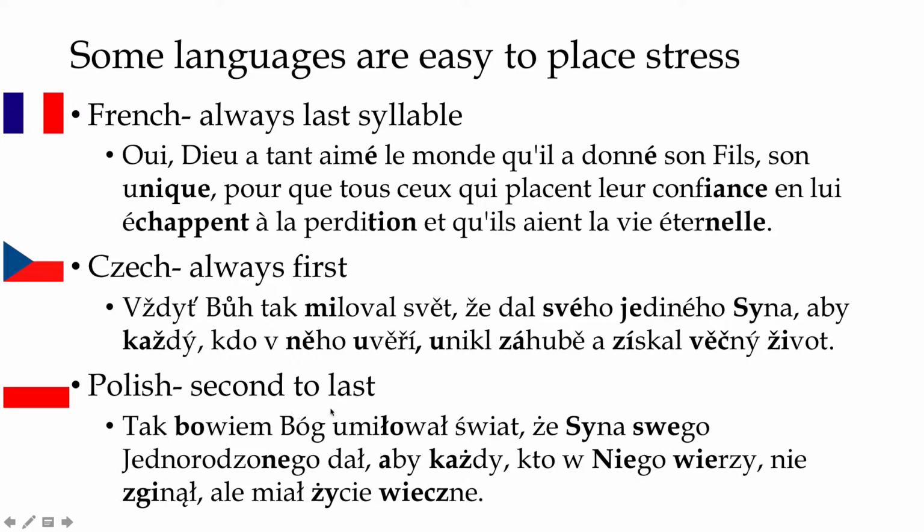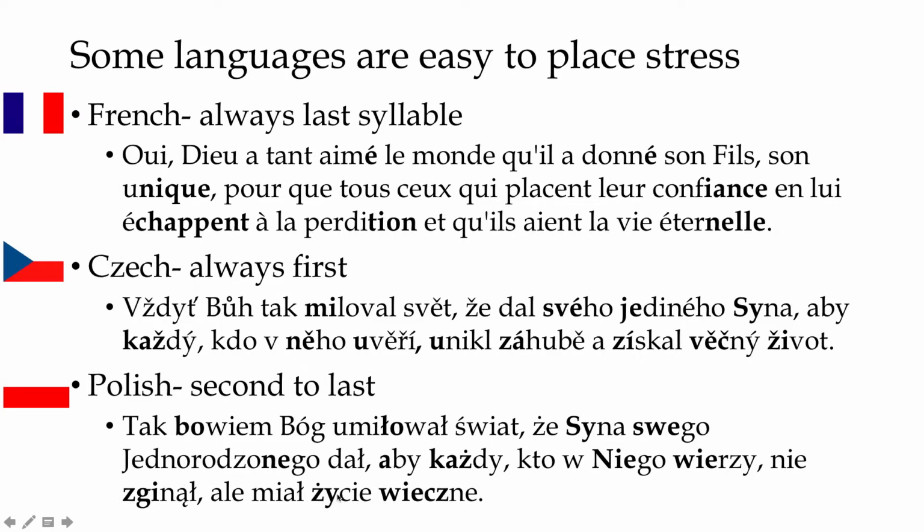Polish is a little bit more complicated, but again, it's a regular pattern, and so it becomes pretty easy for learners of Polish to eventually pick up on the pattern, even if they aren't able to consciously name it. So it's the second to the last syllable. So bowiem: this is the first syllable, but it's more important that it's the second to last, whereas umiłował, so the łó is the second to last syllable, syna swego, jednorodzonego, aby każdy niego wierzy, zginął życie wieczne.